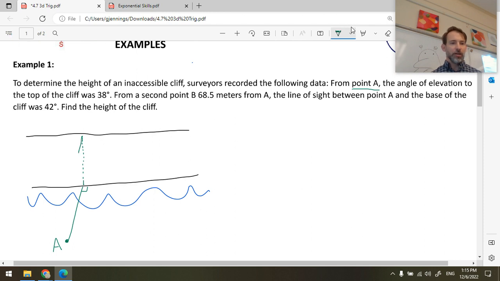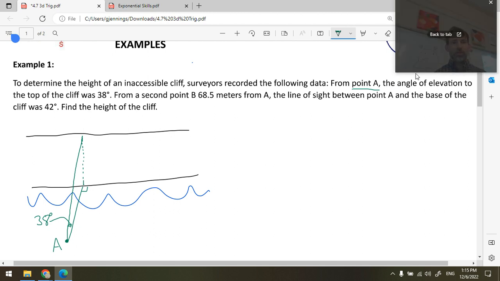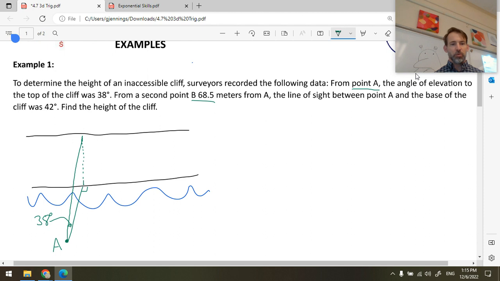If I come down to make a triangle here, notice that triangle is tall this way, and I'm looking at the cliff in my diagram. So that's why this angle looks very narrow, but actually it's 38 degrees inside there. Okay, and then we go to a second point, B. So let's put this point B over here, walking parallel to the cliff. So this line and this line here to point B are parallel, and we know that that's 68.5 meters.